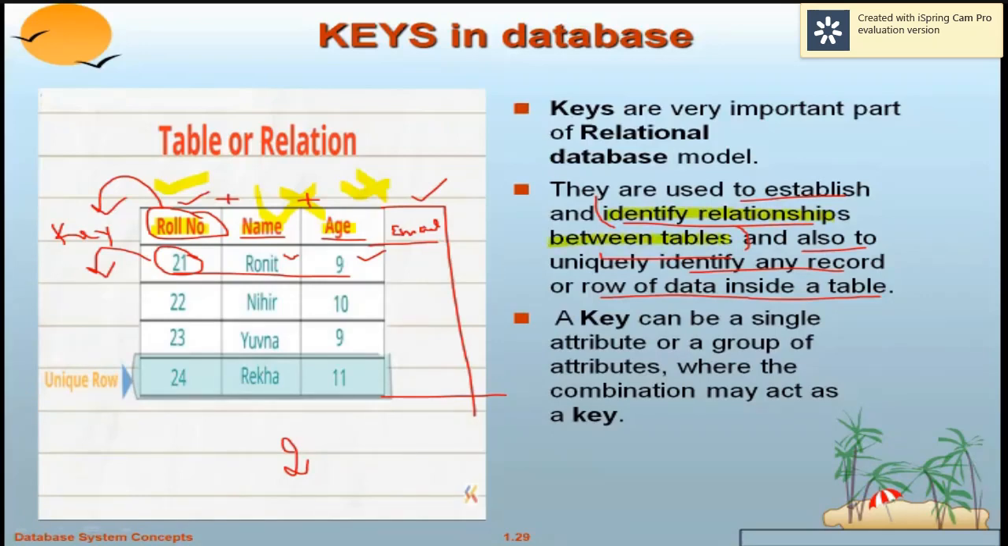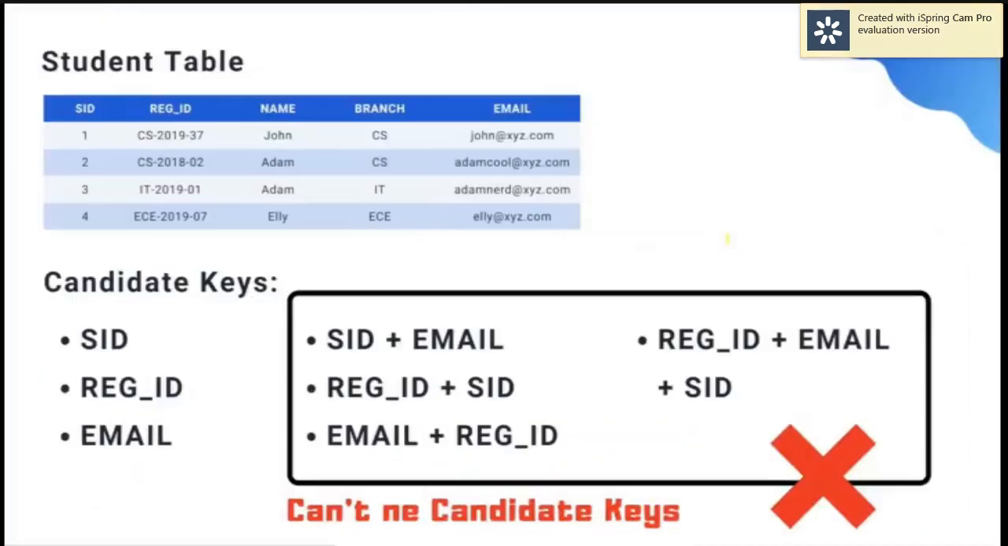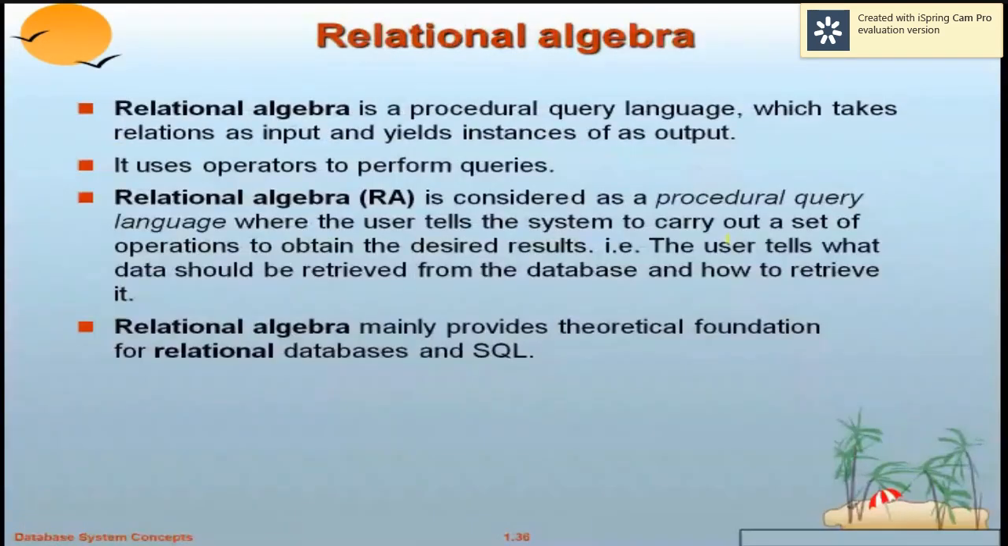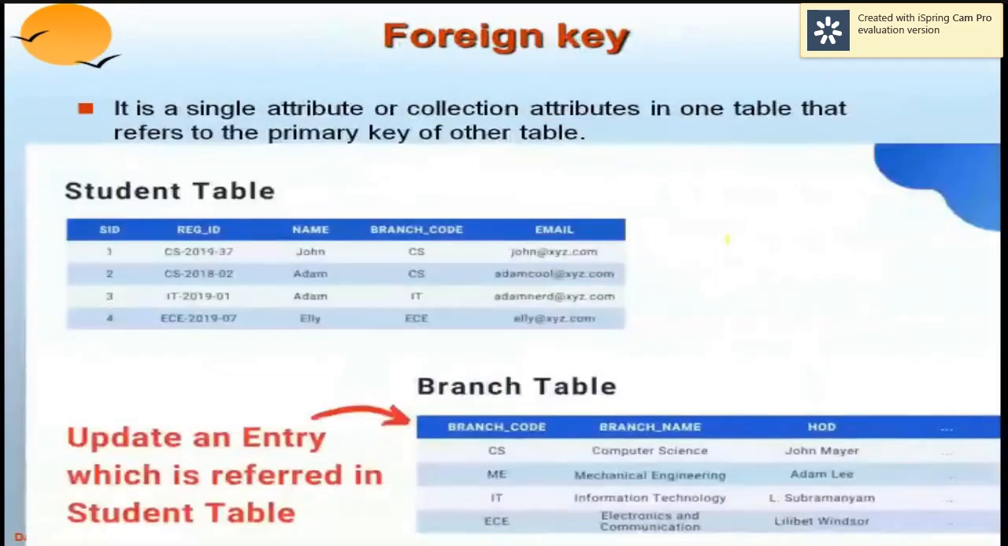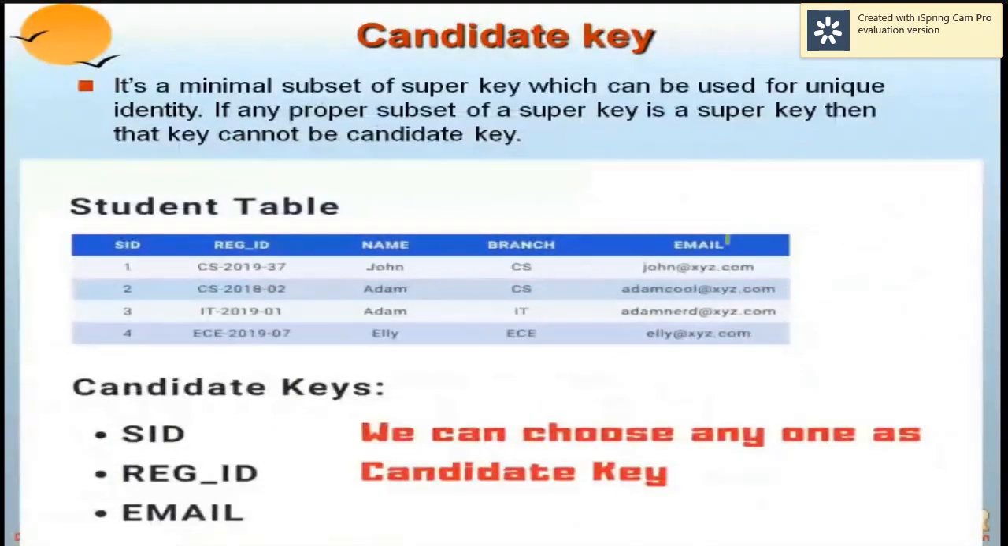So let's move on. There are different types of keys available in your relational database. First one is super key, next one candidate key, next one primary key, alternate key, foreign key. So let's look into each and every concept of key along with an example.